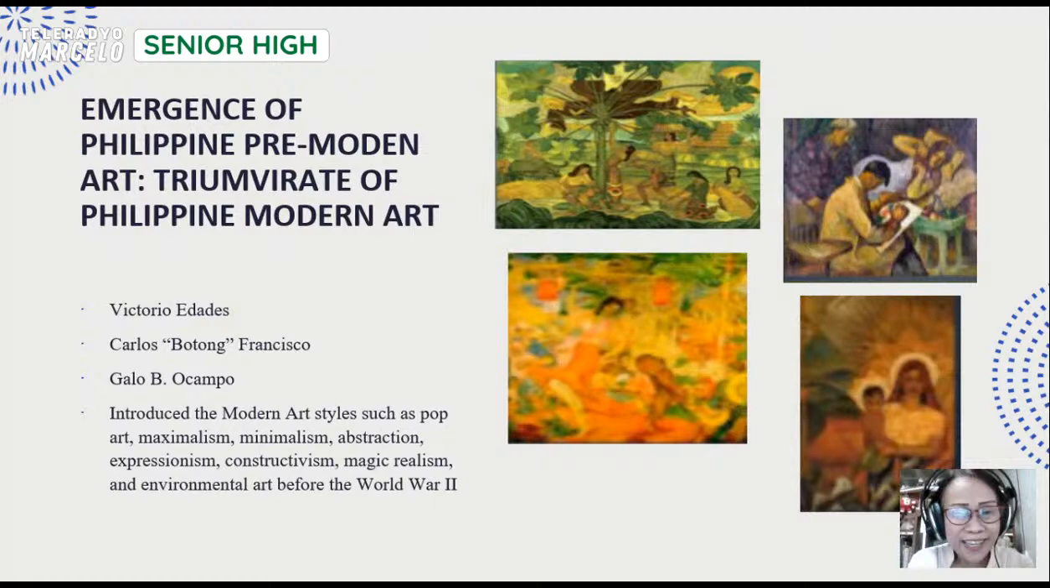Aesthetics is excess, more. And minimalism, kabaliktaran naman niyan, sa kanila is less, more. Less is beautiful. Para sa kanila, kung konti lang o kung ano lang ang focus, that's beautiful. That's already more for them. That's minimalism.